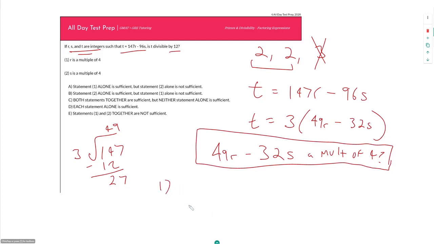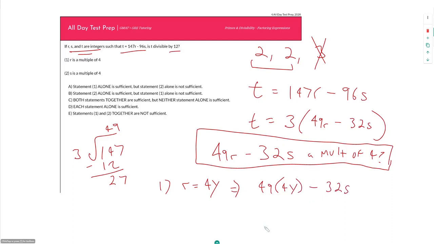Statement 1 says r is a multiple of 4. So how can we incorporate this statement into our question? Well, one thing you can do is you can say, if r is a multiple of 4, if you want to write that as an equation, you can just say that means r is equal to 4y, where y is just some integer multiplier. So r is equal to 4y, and then I don't know what y is, but it's just some positive integer. If I were to write that here, I could write 49r minus 32s as 49 times 4y minus 32s.